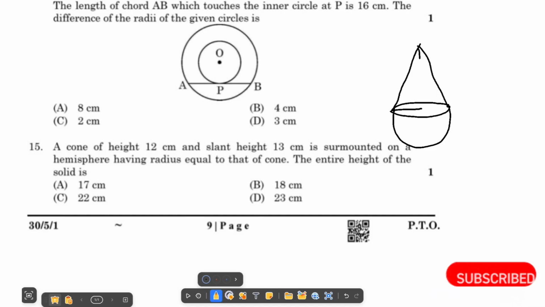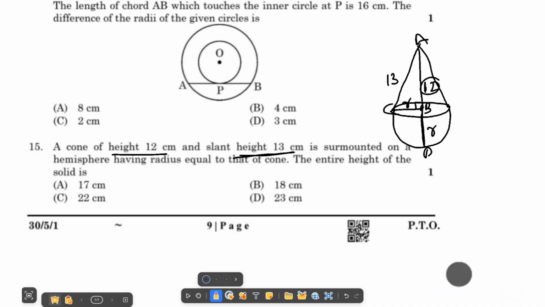Here we don't know the radius, but both are the same. Let us think this is r. Now the height of the cone is given. What is the height of the cone? It is 12 centimeters. And the slant height of the cone is 13 centimeters. So what will be the total height of the solid? It will be this 12 plus, now let us name this part a, b, c and d. So this bd is also the radius. So ab plus bd will be equal to the total height of the solid.